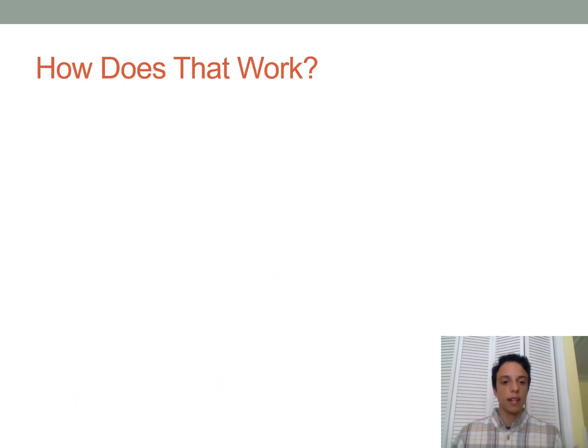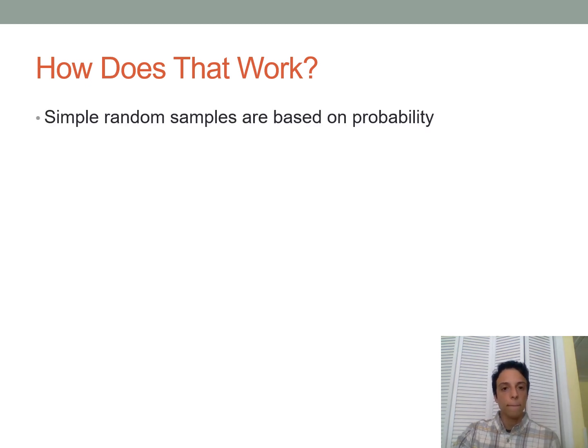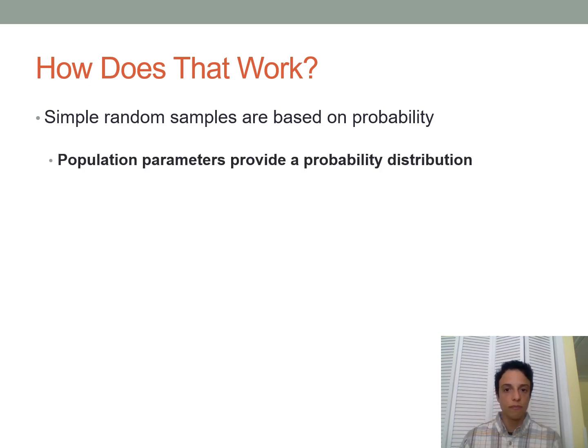So how does that work? How is it that you can take a simple random sample from a population and come up with a sample that is representative of that population, every time, except for whatever bit of noise we get just from that randomness? And it works because it's based on probability. And it's based on aspects of probability that you guys have already seen in action.